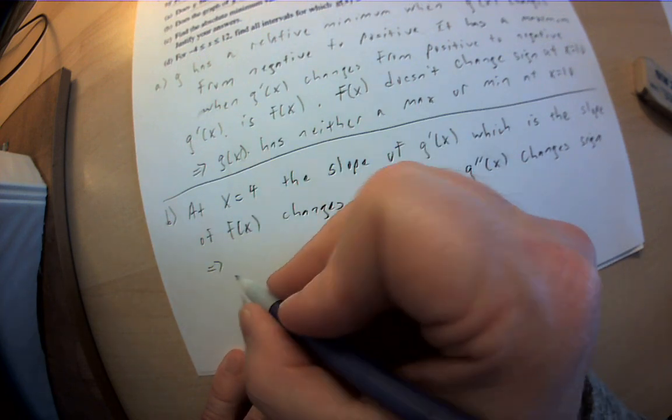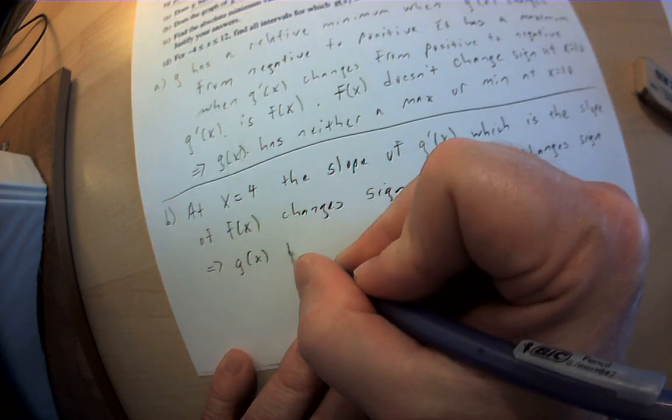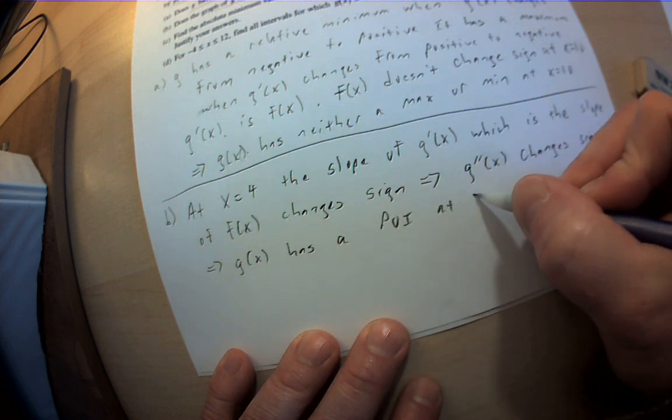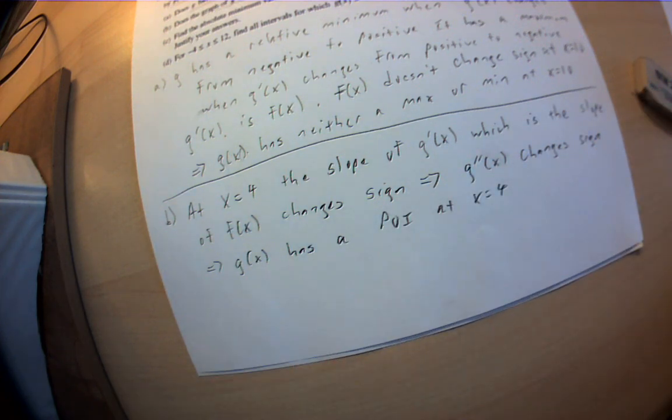Therefore, G of X has a POI at X equals 4. That's the answer. If I look, that's 1 point. So not a whole lot for that because there really wasn't a lot of work for that either.